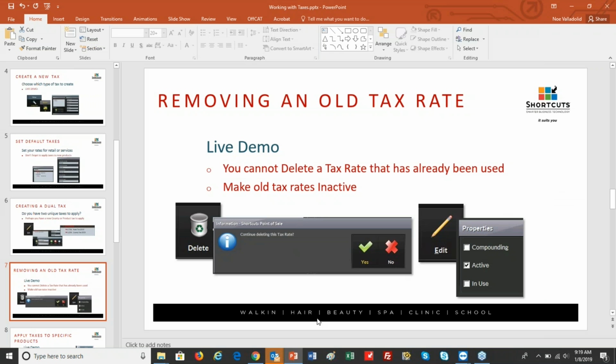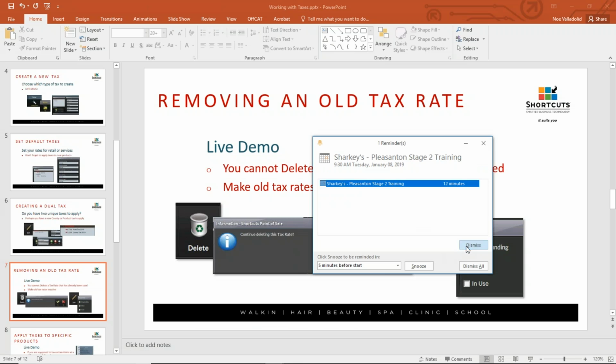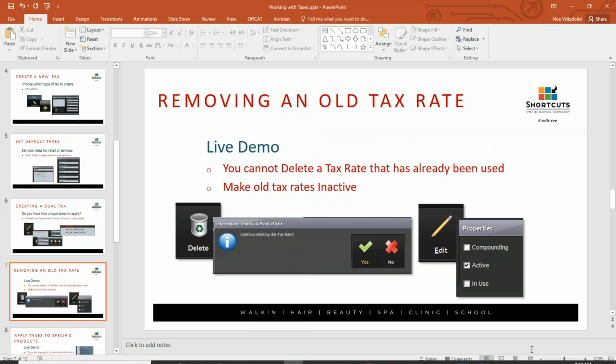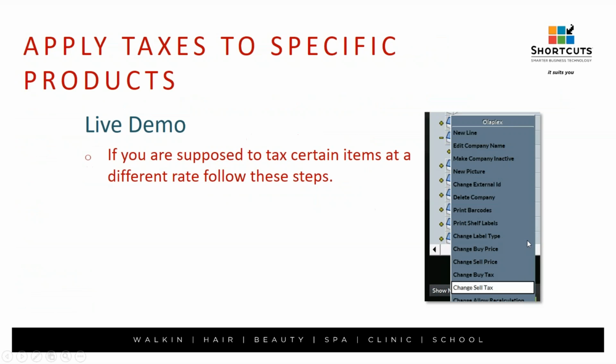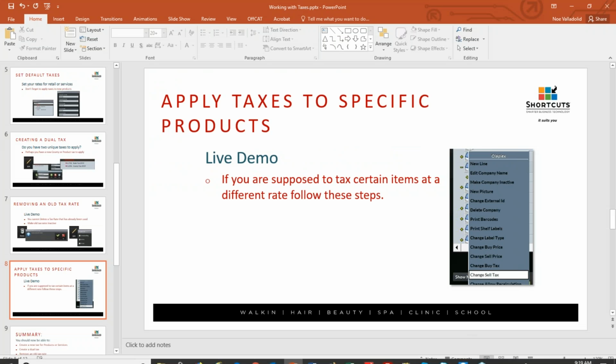So let's go back to the presentation. And I'm going to tell Outlook that I am doing a presentation right now. So then, one of the steps is, how do you apply a specific tax to a specific product? In this case, if I have a tax I am only supposed to apply to alcoholic beverages, and this is my special tax that I just created, how do I apply it only to those things? So let's go into Shortcuts one more time.